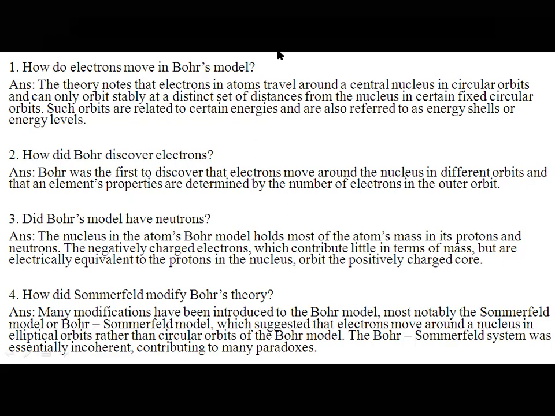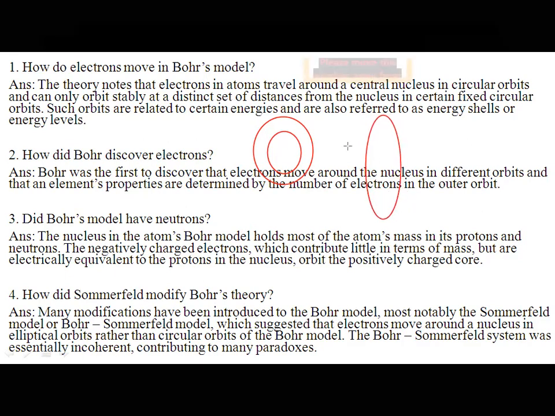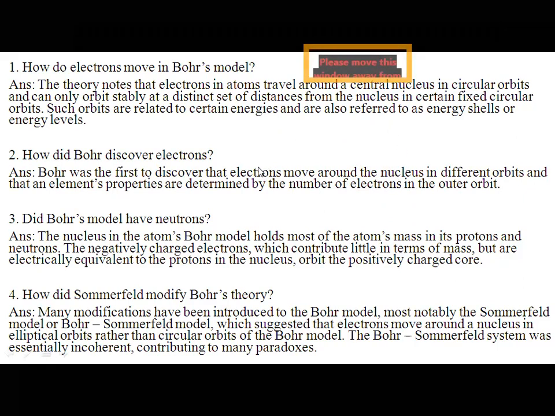So Bohr's model says they are moving around the nucleus in circular orbits. And the Bohr-Sommerfeld model says they are not moving in circular orbits. They are moving in an elliptical manner. Elliptical manner, yes. So this was said by the Bohr-Sommerfeld theory. So that was the modification done by him.